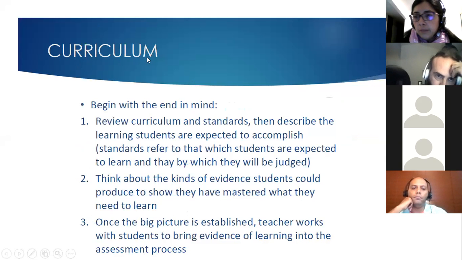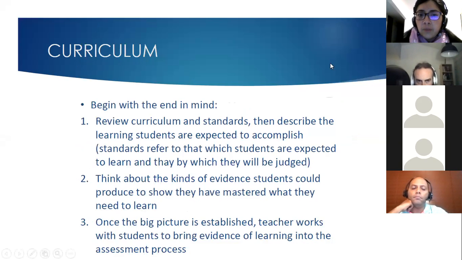Why is the curriculum important? Well, because you have to begin with the end in mind. That is something really important. When you teach something, you always need to know what you expect from your students, so what you want them to reach at the end of that learning and teaching process. So you always have to keep the end in mind.